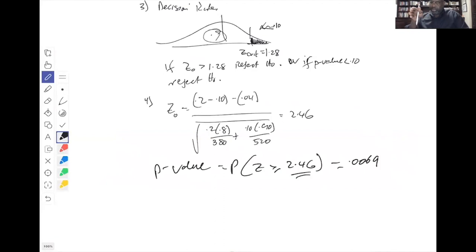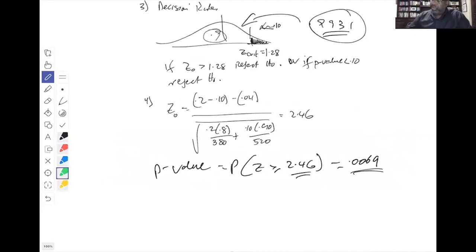Now, if you want to, you can look at 2.46, which would give you the area, and you could subtract it from 1, in which case I think that area would be 0.9931. So 1 minus 0.9931 will give us the 0.0069. All right? 0.9931 is what you will get when you look up 2.46, and that's for this part of the distribution. Subtract it from 1, you get the area in the tail. So that's a p-value. And now we could do step 5 and finish up this problem.